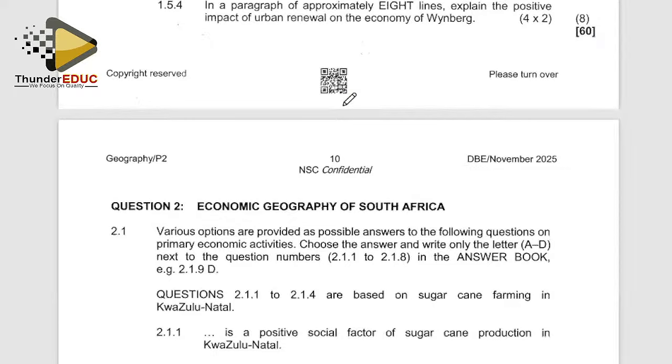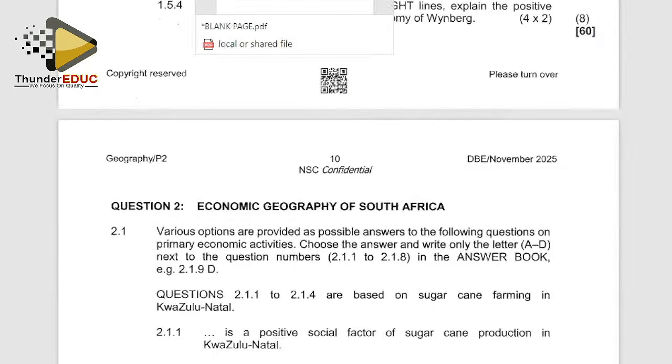in a paragraph of about 8 lines, explain the positive impact of urban renewal on the economy of Wynberg. Urban renewal, we're now saying we are solving the problem of urban decay. How can it benefit the economy? So it's number 1.5.5. Urban renewal on the economy. If the urban area is renewed, what is going to happen?